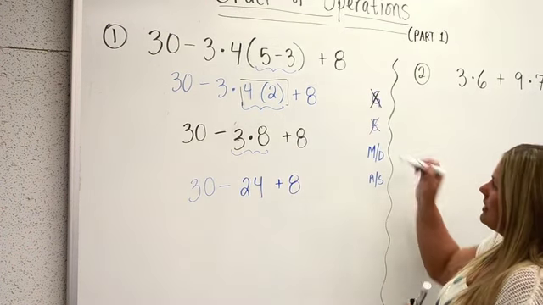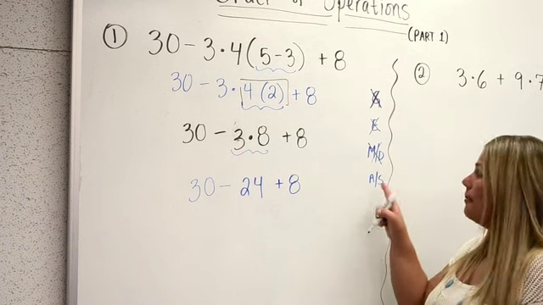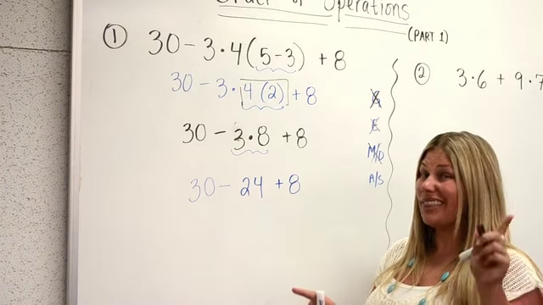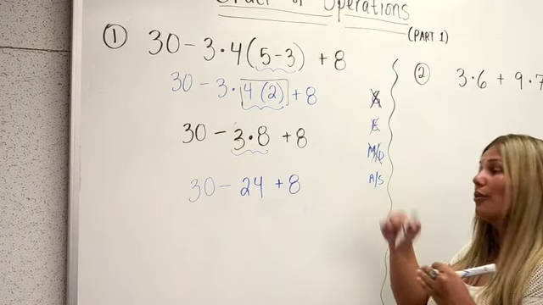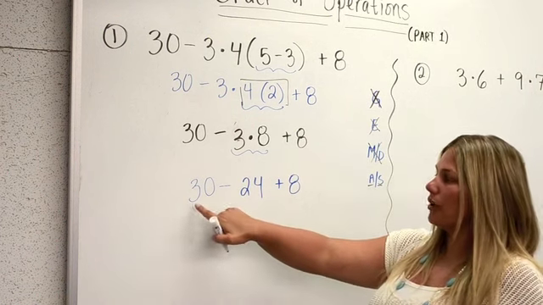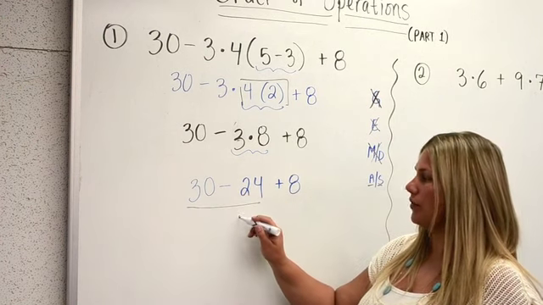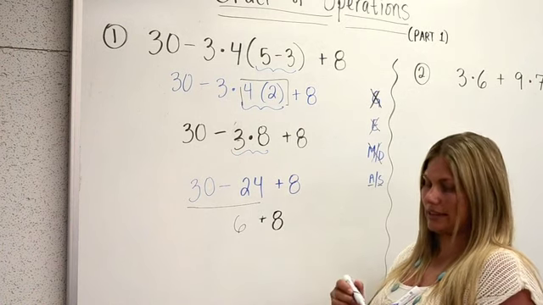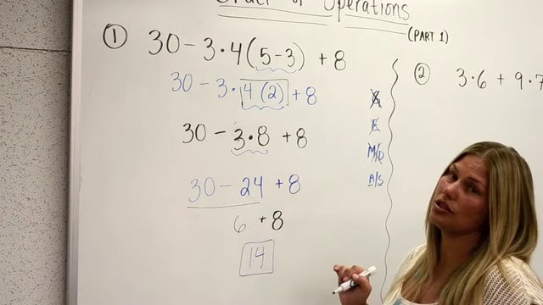Now that my multiplying and dividing is all done, my last step is any adding and subtracting. Most people try to say, okay, so we have to add before we subtract. That's actually not true. Since they're on the same level, now we move left to right, because add and subtract are next to each other. So from left to right, we actually start with subtracting. 30 minus 24 is 6. Then we still have plus 8. And 6 plus 8, we get 14 for our final solution.